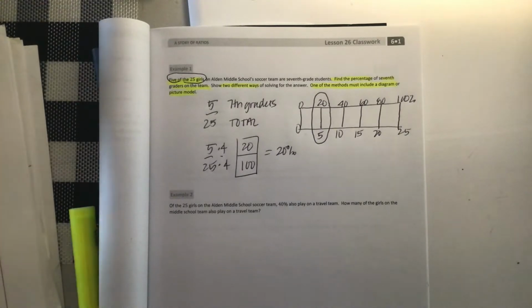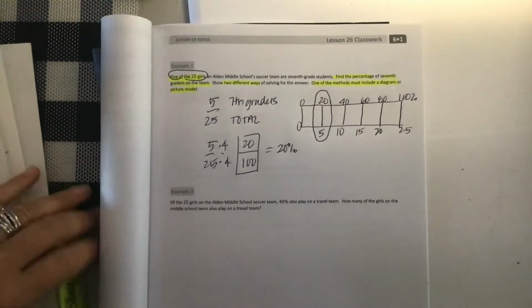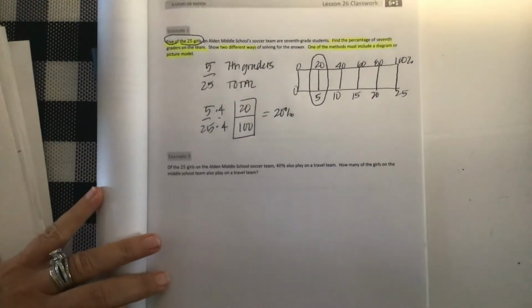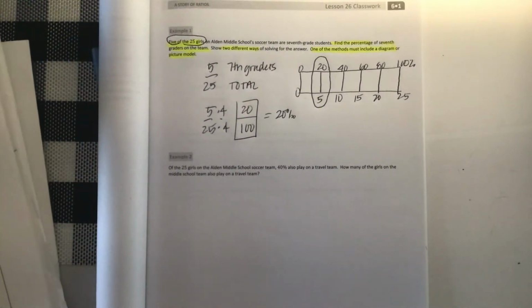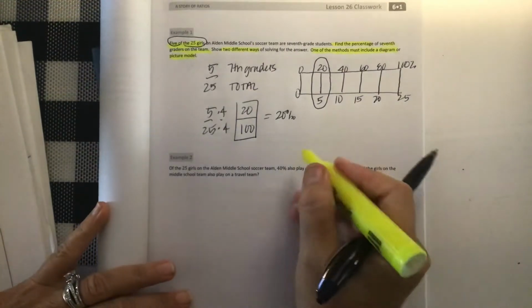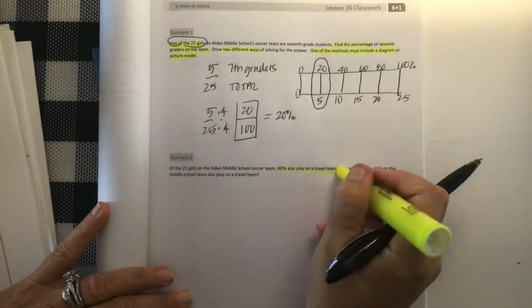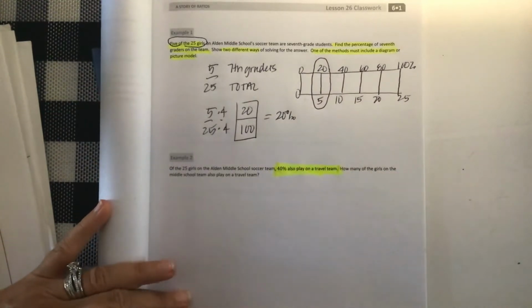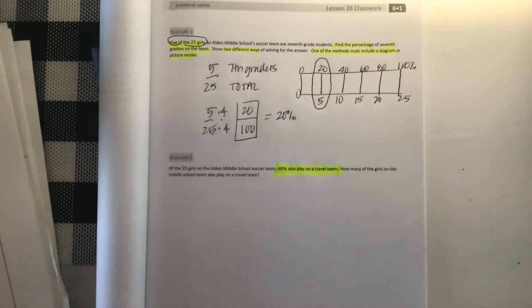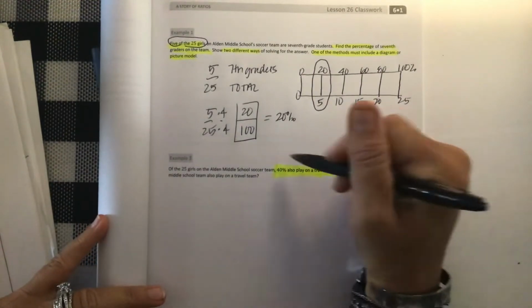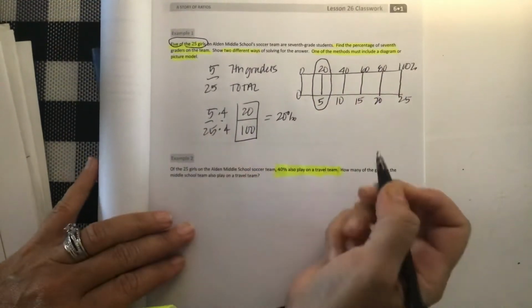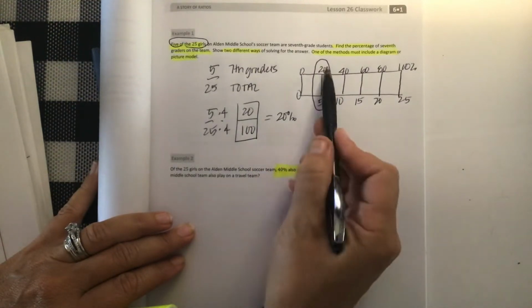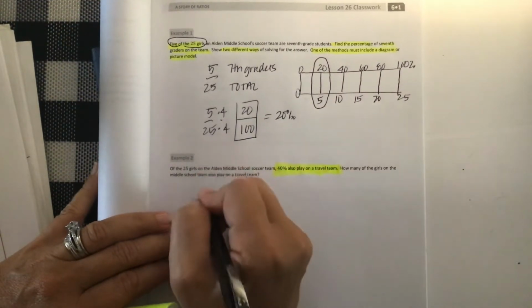Here we go. Of the 25 girls on the Alden Middle School soccer team, 40% also play on a travel team. Oh, that's cool. How many of the girls on the middle school team also play on a travel team? Okay, so what's 40%? So they're saying 40%.